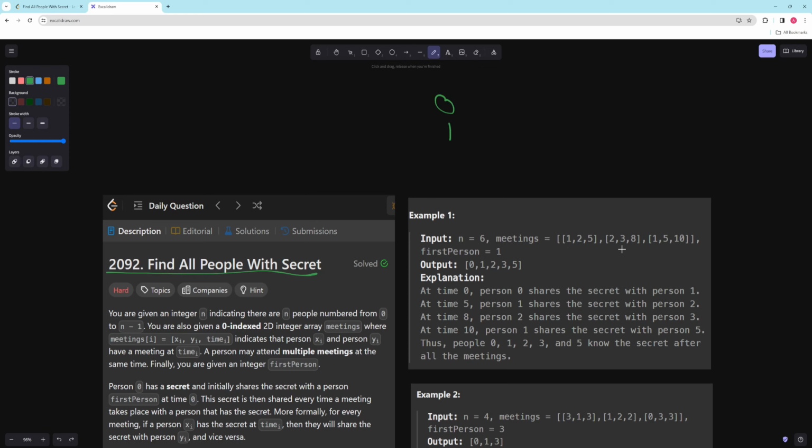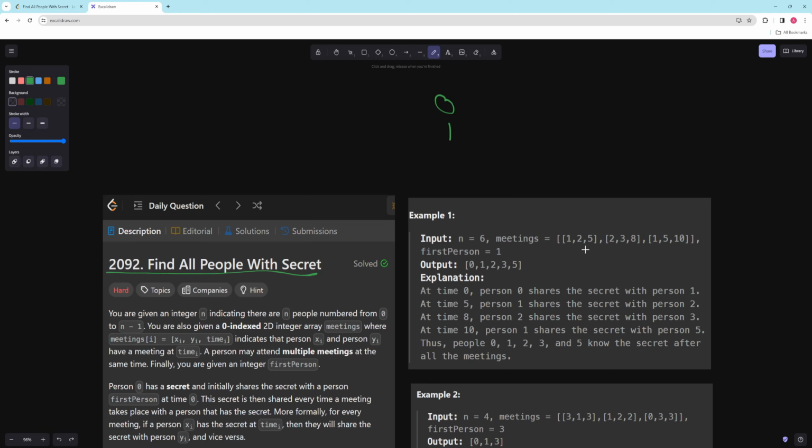In this first meeting, it's pretty obvious to sort the meetings by start time, because you really want to know when the people meet. So these are already sorted for you, but let's say they weren't, you would store the meetings and sort the meetings by start time, because you want to figure out when people actually know the secret, right?